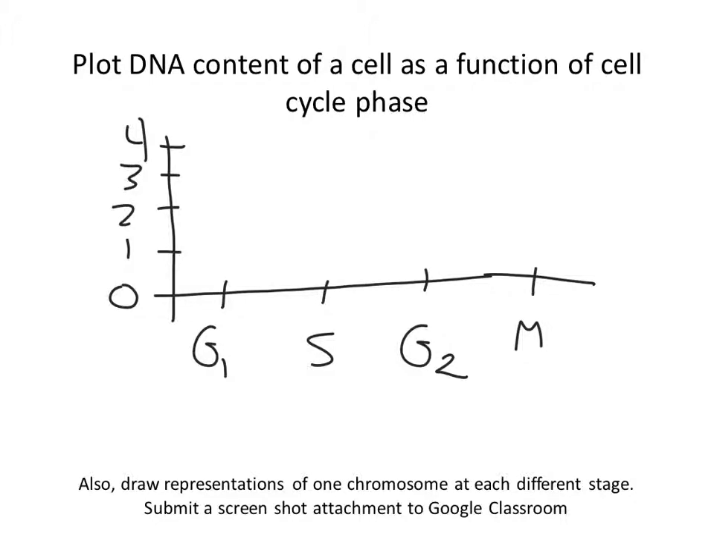So in the next 3 minutes, let's say, because it involves taking a screenshot and attaching it to the Google assignment, plot at each of these 4 stages of the cell cycle the DNA content of a cell. And then also draw a representation of what a chromosome would look like at each of those phases. Maybe underneath, in the bottom here, where I've left some room. I know at metaphase my chromosome is going to look like that. What do the chromosomes look like at all the other phases? I'll wander and answer questions if you have any, and we'll try to come back together in about 3 or 4 minutes.